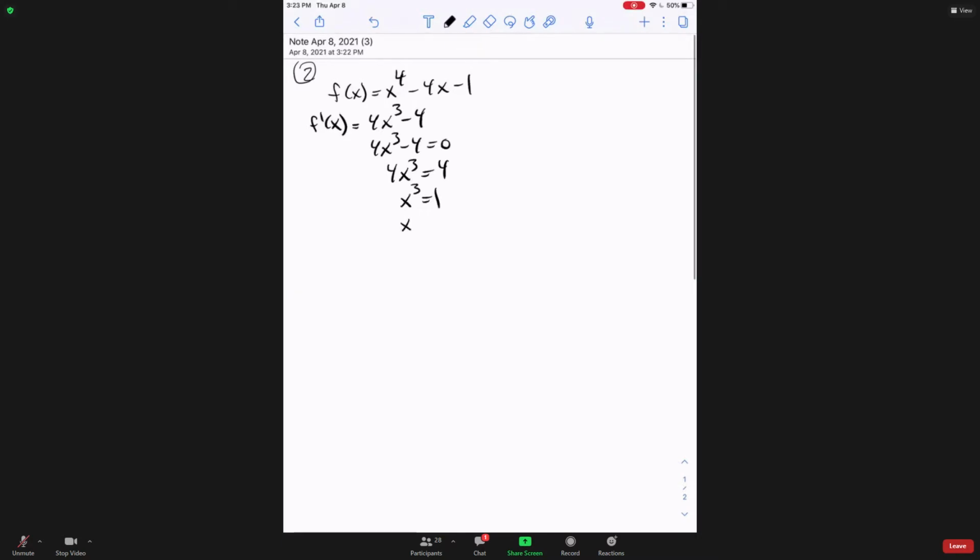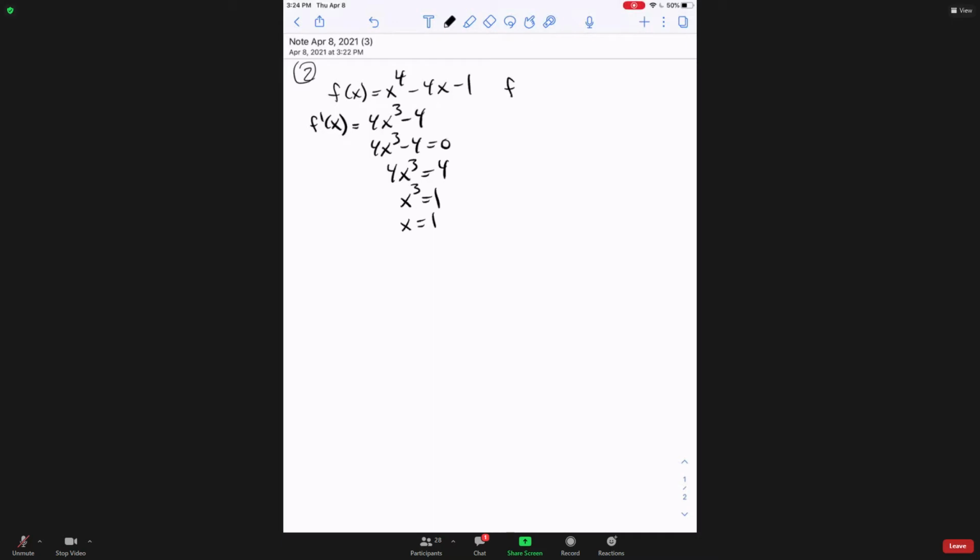So the cube root of 1 is 1. So you have your critical value of x equals 1. Now I'll do the second derivative test, because let's say I didn't ask you anything else. I just asked you for the local max and local min. I would do the second derivative test because it's so easy.